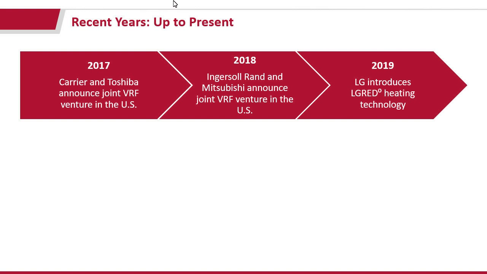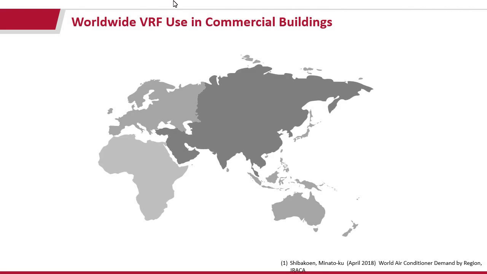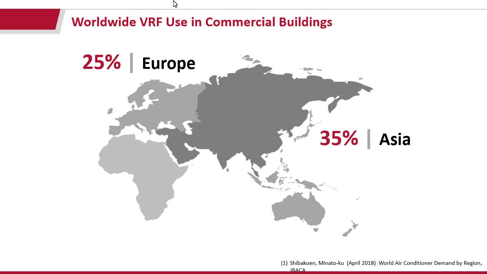So that's a brief history, like I said, I can send it to you if you're interested in reading all of the details yourself. Moving on to a brief look at the market. Again, I can send you this part if you're interested in looking at it at your own pace. Like I said, VRF has been used in Asia since it was invented in the 80s, and that's why you have 25% of commercial buildings in Europe using it and a whopping 35% of commercial buildings in Asia using it, as opposed to another type of HVAC system for commercial buildings.